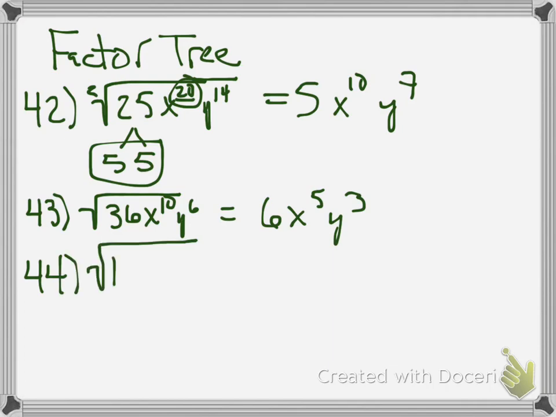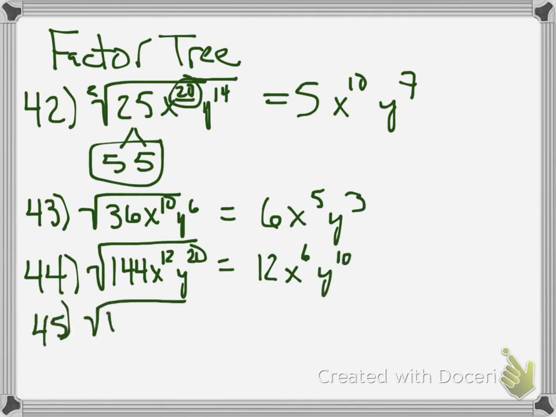44, you take the square root of 144. If you want to do the numbers, just type them in the calculator and see if they come out even, if you don't have your perfect squares table written down on your note card. But the square root of 144 is 12. 12 divided by 2 is 6. 20 divided by 2 is 10. 45, same thing. Square root of 169 is 13. 8 divided by 2 is 4. And 4 divided by 2 is 2.